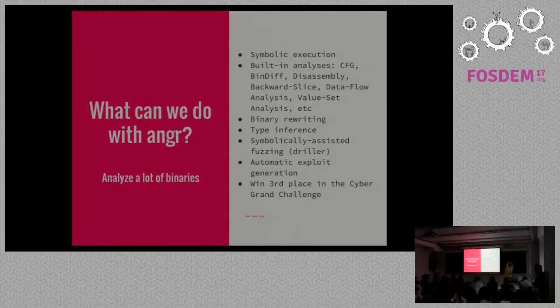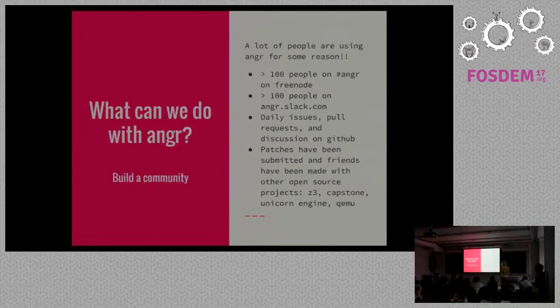So there's some of the analysis capabilities of angr, but what you can also do is build a community. Well, that's what we've done. A lot of people seem to be using angr for some reason, and we've got 100 people idling on our IRC channel, and over 100 people on our Slack channel asking questions about why did my script break. We've got a really nice community on GitHub where people are submitting pull requests, opening issues, and people who aren't the core research team in the Sec Lab are servicing pull requests, and it's mind-boggling that people do this for us.